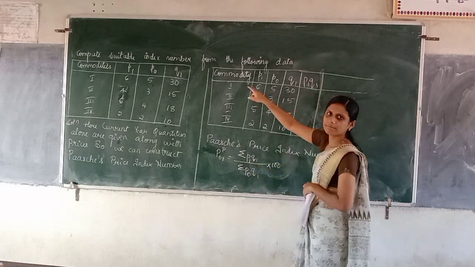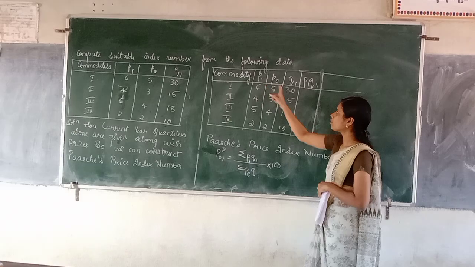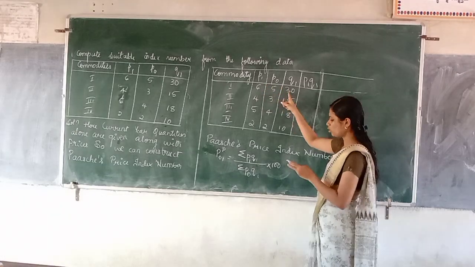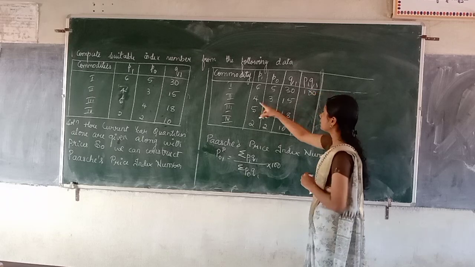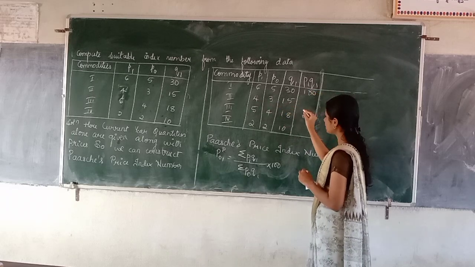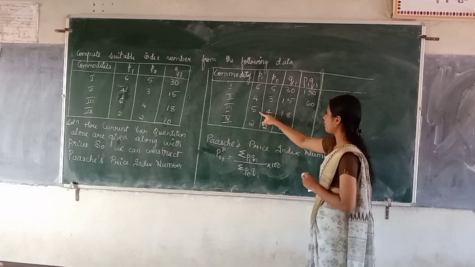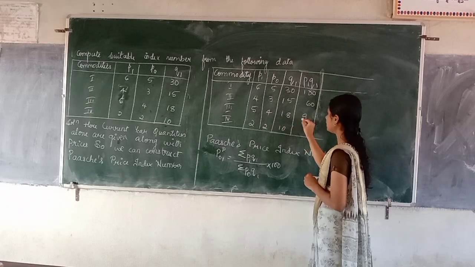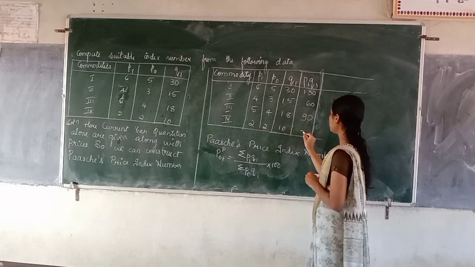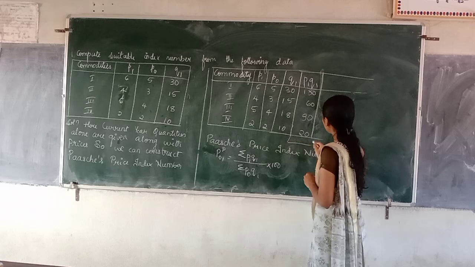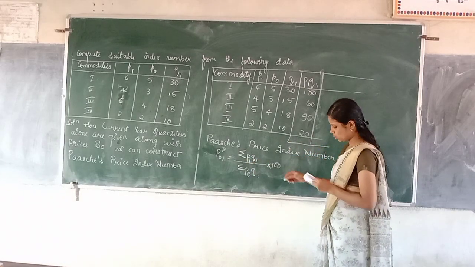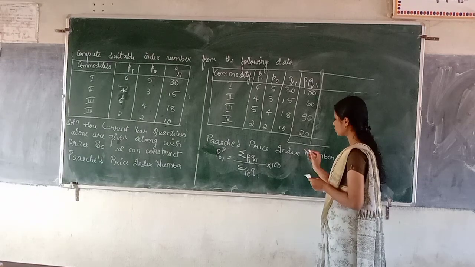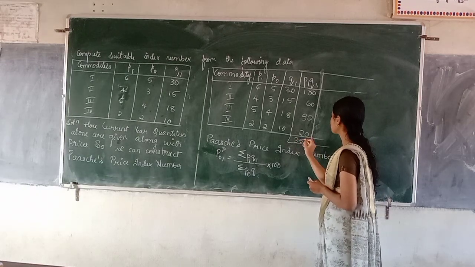So P1 Q1 is, we are going to multiply P1 column with Q1 column, 6 into 30. So it is 180. Next 4 into 15, it is 60. Next 5 into 18, it is 90. Then 2 into 10, 20. Make the total, because we need summation of P1 Q1. When you make the total it comes to 350.